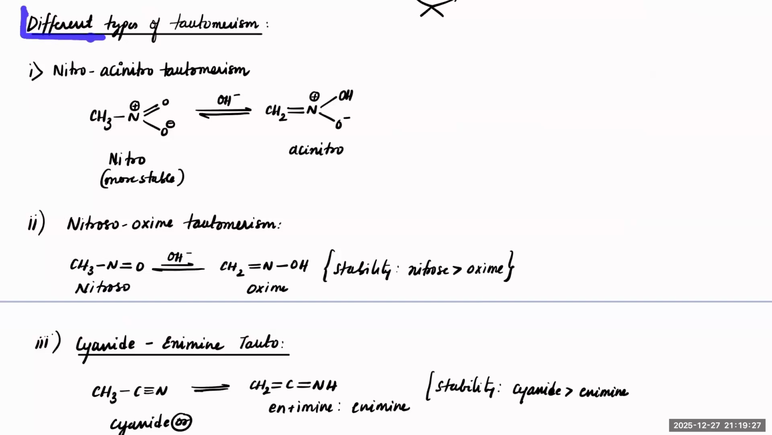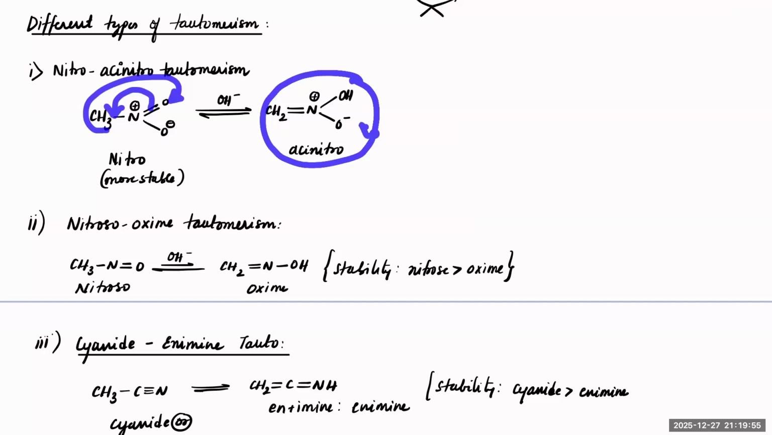Next, what are the different types of tautomerism other than keto-enol? The first one is nitro-acinitro. See, this is the nitro structure, an alkyl nitro group. In the nitro group, if you make this hydrogen migrate here, this double bond will shift here, and this is what you will get. This is called acinitro. So nitro-acinitro tautomerism is always observed.